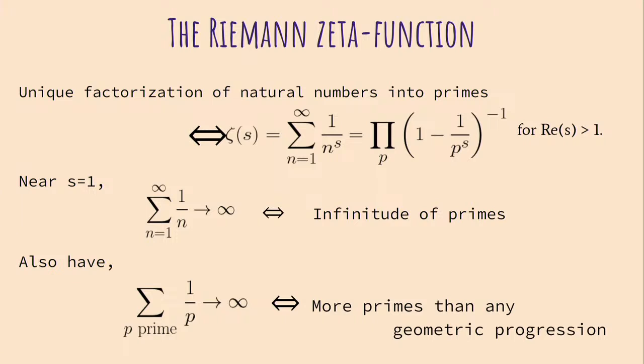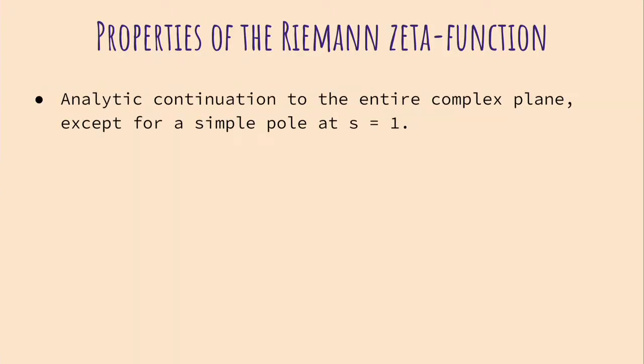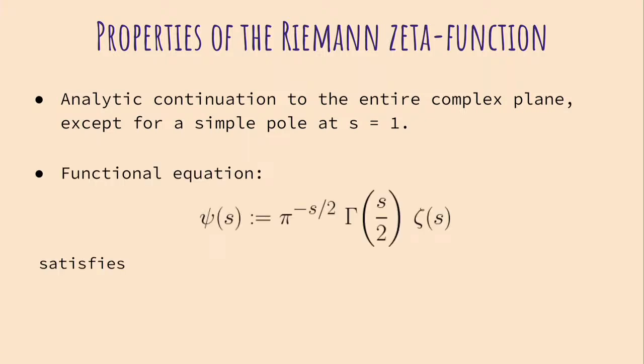But this is also a function which is defined on complex numbers, so the complex plane, and it has some really nice properties. The first one is that although the series definition only works for the right half plane, real part of s greater than 1, this can be analytically continued to the whole complex plane except for a pole at s equals 1, and after you do this continuation, there is some peculiar relation between the values that the function takes at s and 1 minus s.